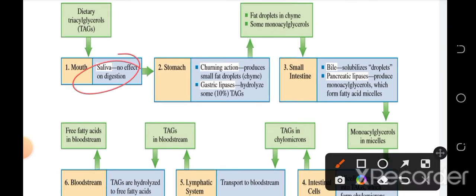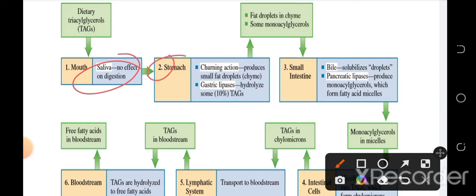any effect on the digestion. So, unlike kanina, doon sa carbohydrate metabolism na saliva, amylase, meron siyang effect sa ating carbohydrates, pero sa ating triacylglycerol, wala. Wala siyang effect. Rather, during digestion in the mouth, parang breaking down lang, physical breakdown lang ng mga food molecules. Okay? So, after the mouth, we have here the stomach.